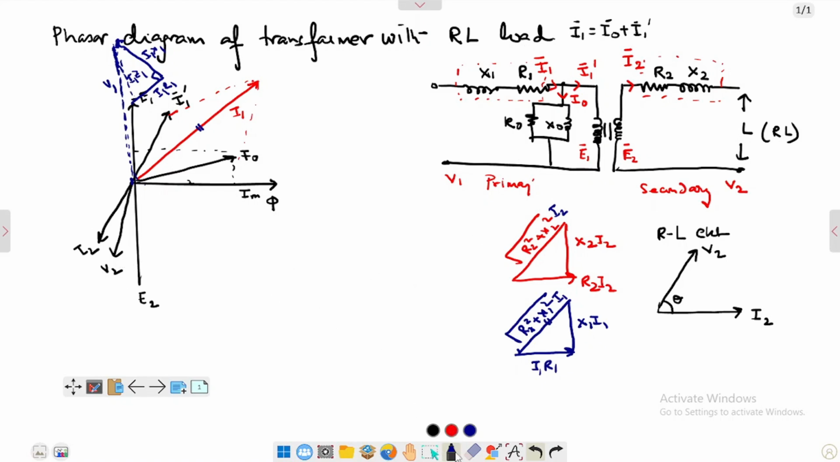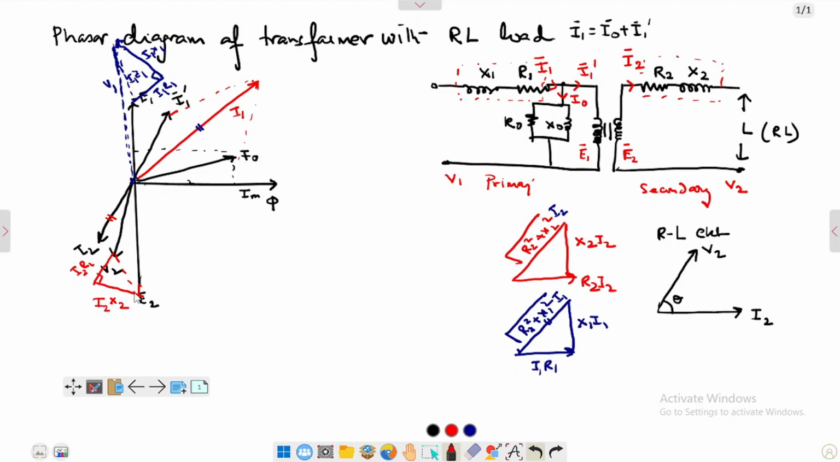Okay, similarly, I will plug this value here. If I draw a straight line like this parallel to this one, I get I2 R2. And if I now join this one with here, 90 degree, I get I2 X2. Okay, so this is my phasor diagram of a transformer subject to RL load.